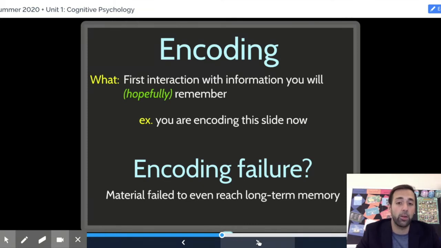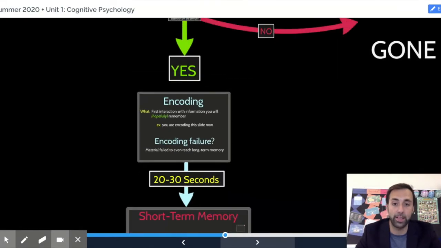That moment of encoding is really pivotal, and it's a moment we're going to revisit as we proceed with some of the memory demos throughout this unit. But assuming that you did in fact engage and encode the information effectively, so you were paying attention, you were listening, you can then proceed onward in the memory process.